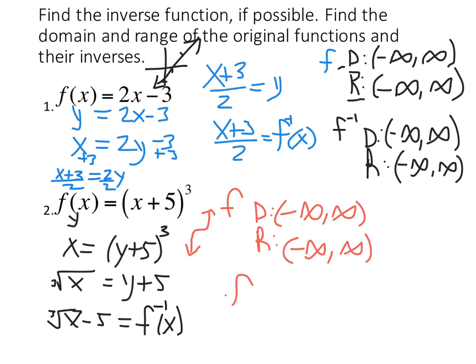So that means when we do the inverse, those flip, but the domain and range are the same thing, so when they flip, it really doesn't do much for us. It's going to be the same thing. Negative infinity to positive infinity for the domain and for the range.